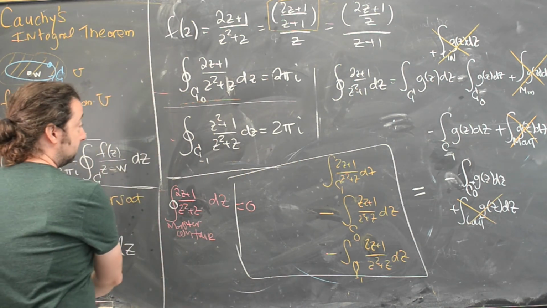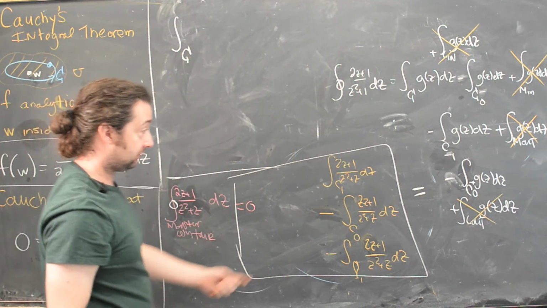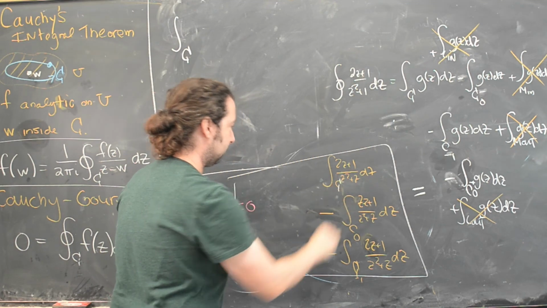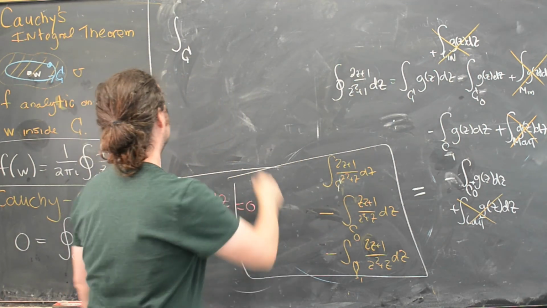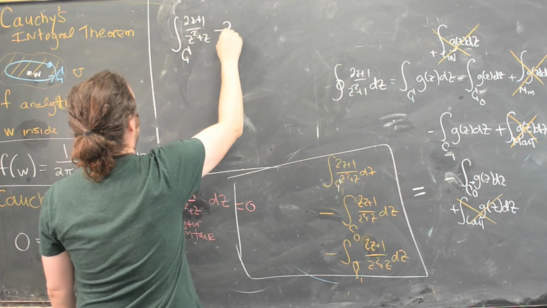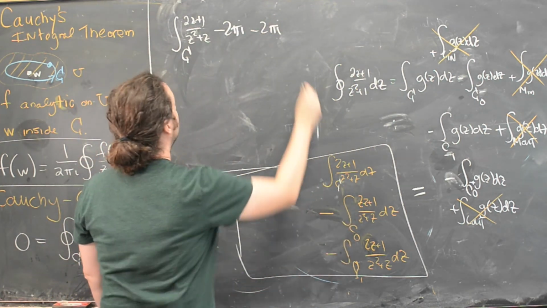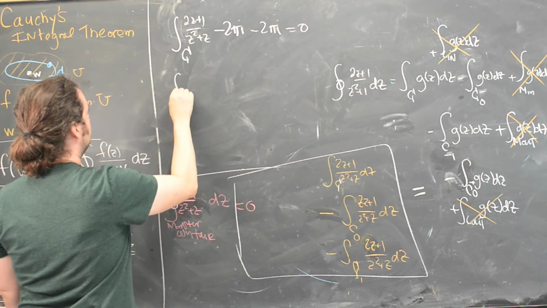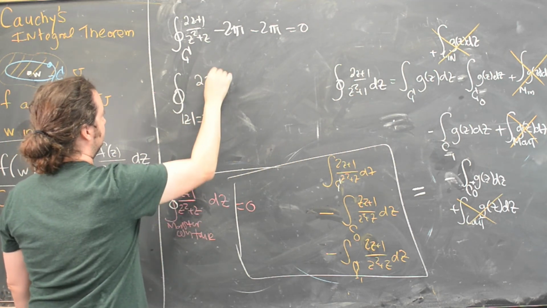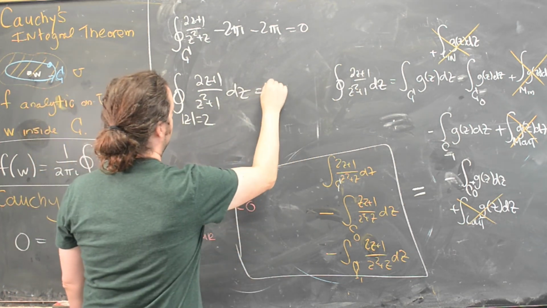Combining all of this together, we conclude that the integral around C, the fancy C here, the integral with radius 2, that integral minus 2 pi i, which is the value of this, minus 2 pi i, which is the value of that, is all equal to 0. And that means that the integral around that contour is equal to 4 pi i.